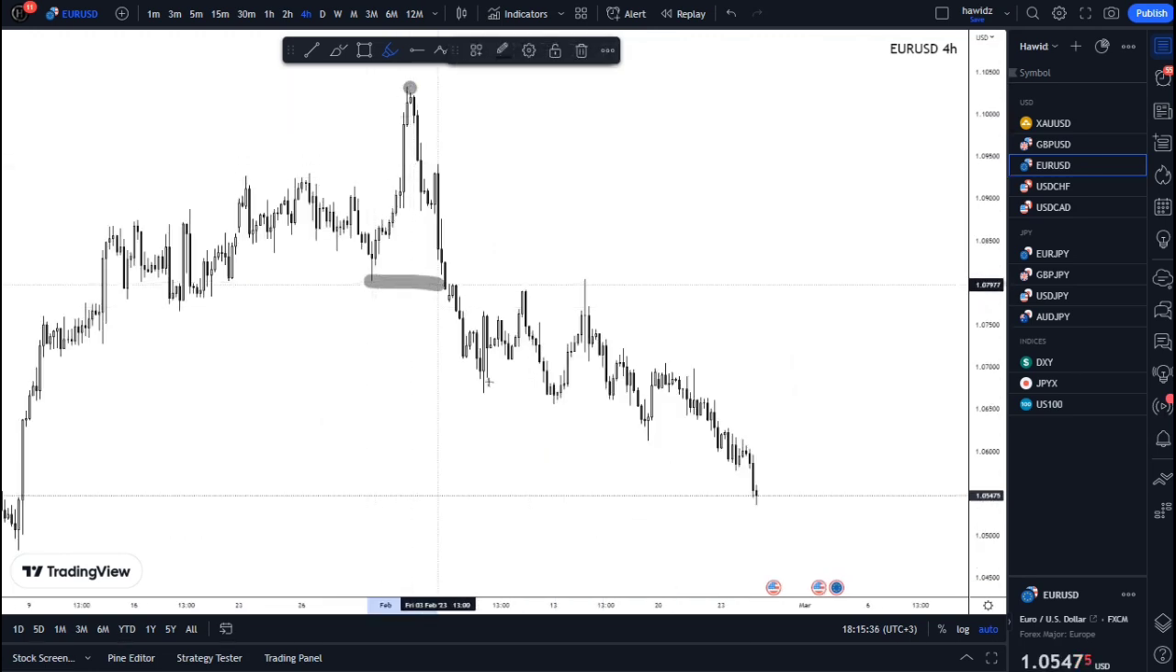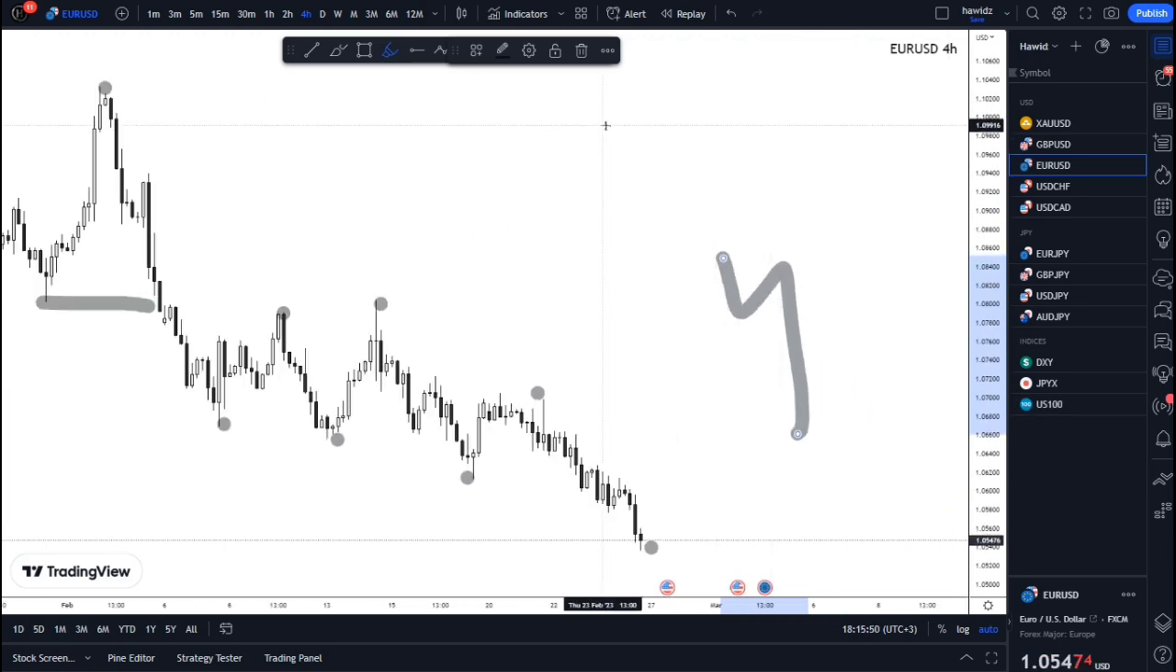Price created a high, broke a low, created a lower low, lower high, lower low, lower high, lower low, lower high, and now it's creating a new lower low. Hence what? A bearish market. So this is how you understand USD pairs, right?